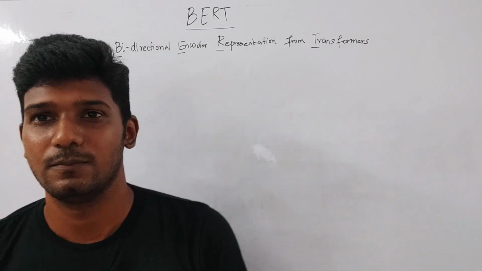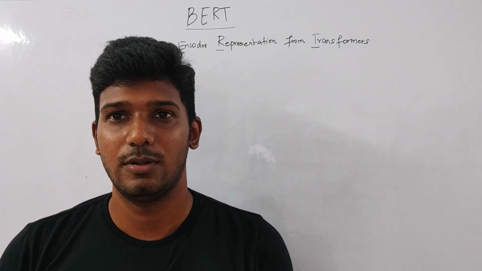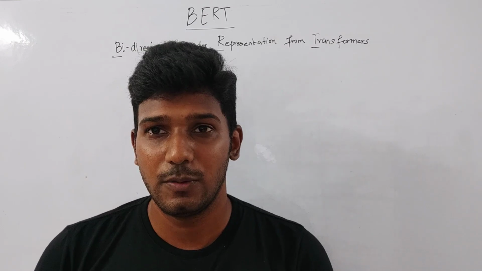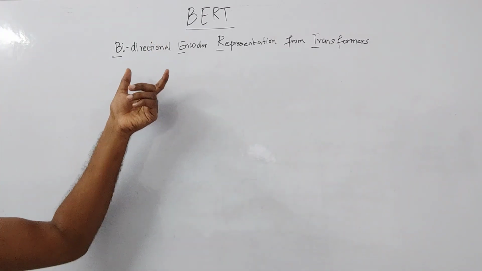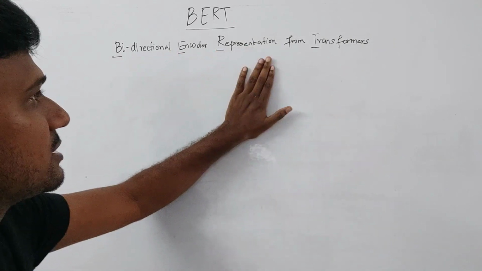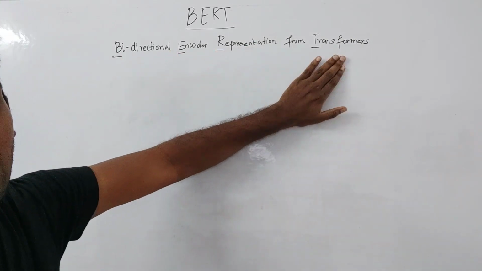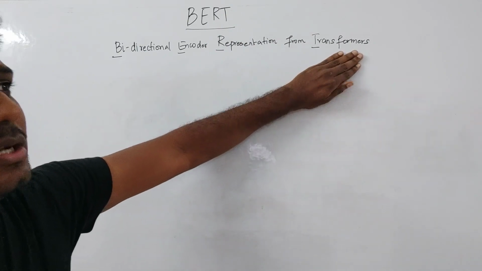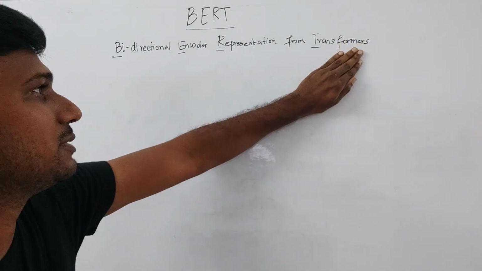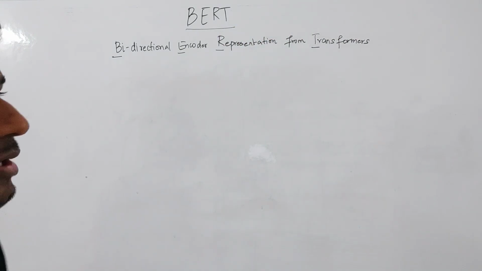Hello and welcome back. In this video, I'm going to talk to you about the transformers. We need to understand transformers better to understand BERT, because BERT in itself is a bidirectional encoder representation which is obtained from the transformers. So since BERT in itself is obtained from the transformers, it is important for us to understand transformers better to understand BERT better.